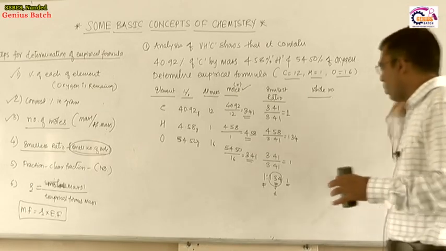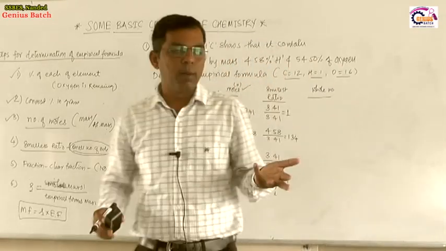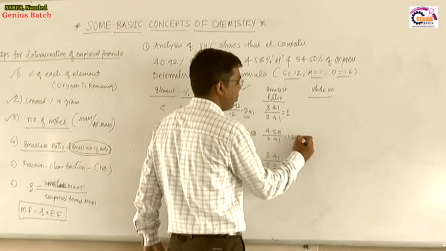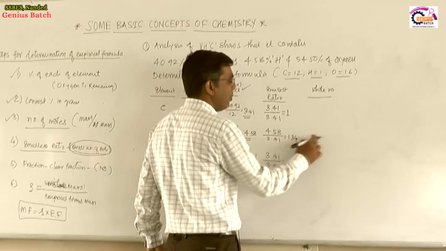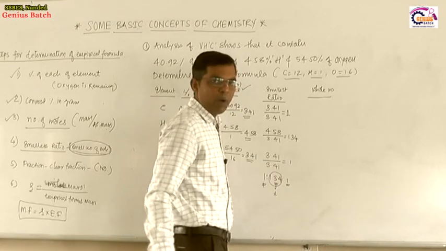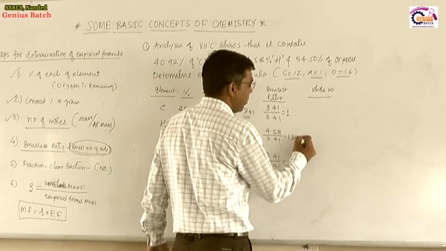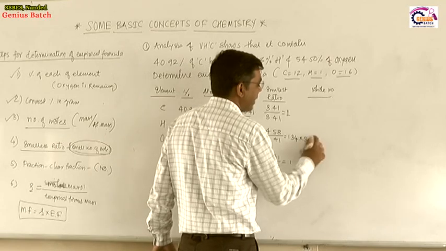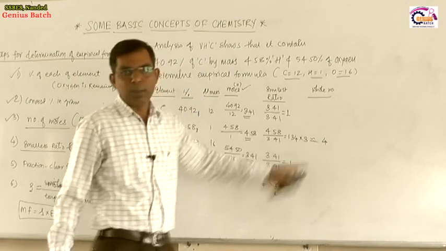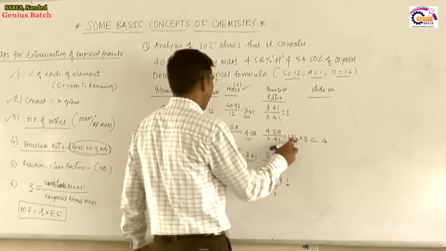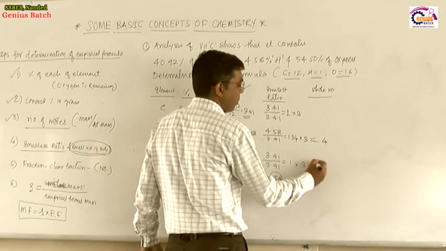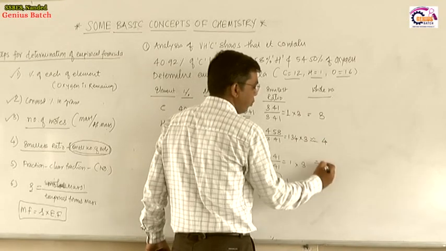So in order to convert 1.34 into a whole number, we have to multiply all these by 3. Suppose it is multiplied by 1, then it will be 1.34. No. If it is multiplied by 2, it will be around 2.6. Then multiplied by 3, we get approximately 4. So the suitable factor for multiplication is 3. When it is multiplied by 3, the first is also multiplied by 3 and this value is also multiplied by 3. So we get 3, 4 and 3.